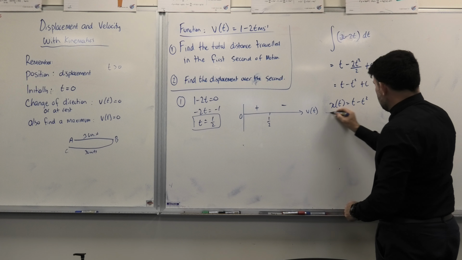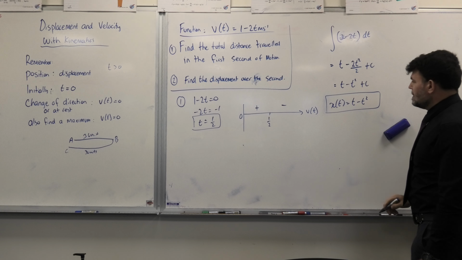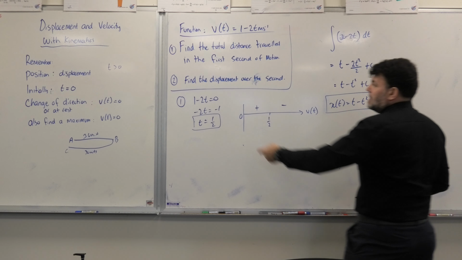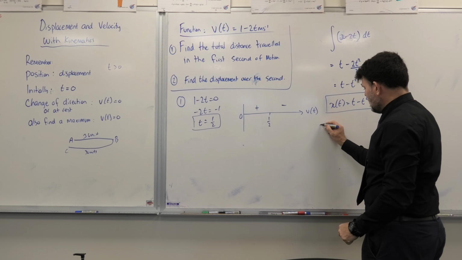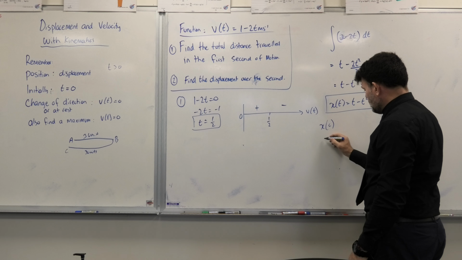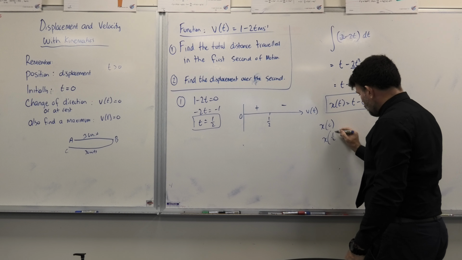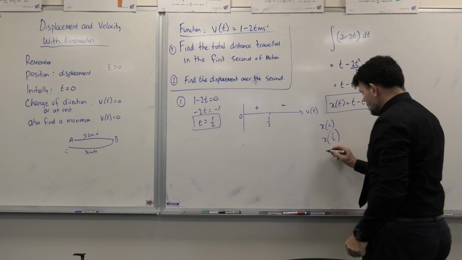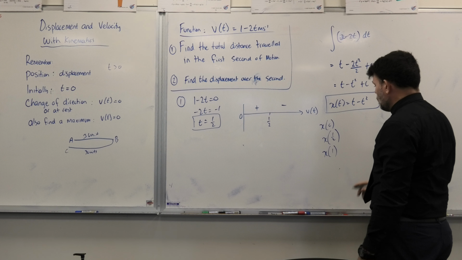So now we have our function. We can now substitute our 3 points: x of 0, x of 1/2 because it changes at that point, and our finishing point is at the end of the second, so x of 1.